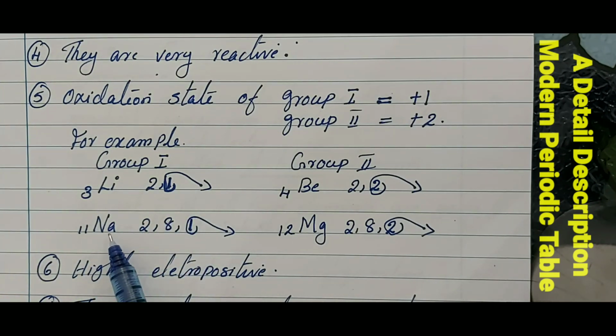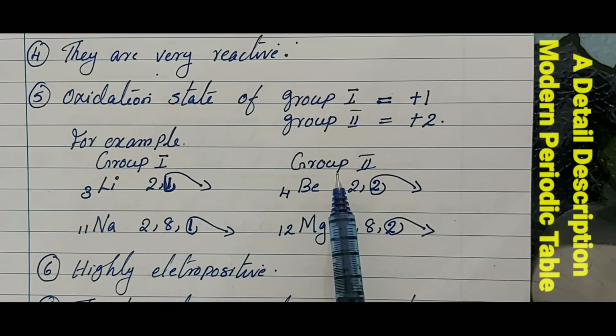Sodium is 2,8,1. You know that to get stability, lithium will lose its 1 electron and attain the duplet, meaning the K shell is completely filled with 2 electrons. Sodium has the tendency to lose its last electron, that 1 electron, and attain the octet.